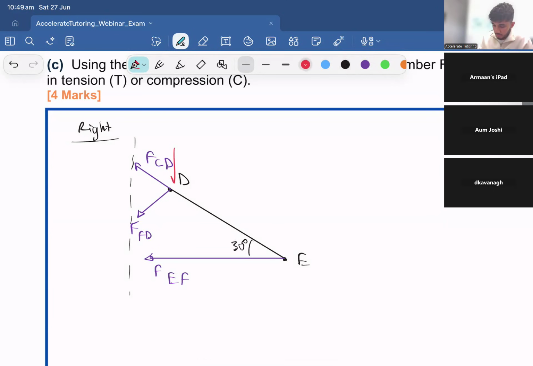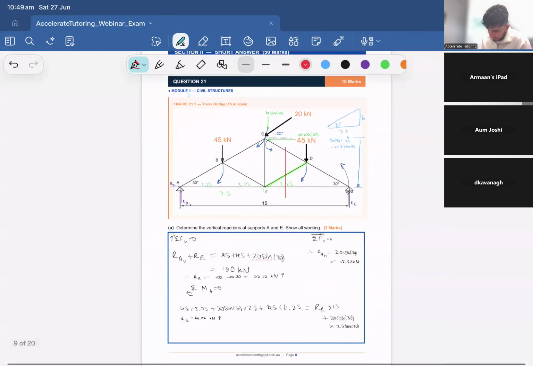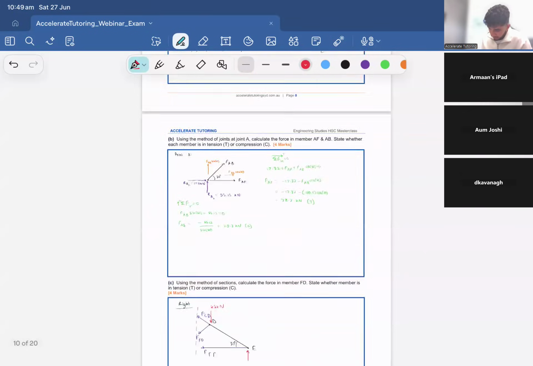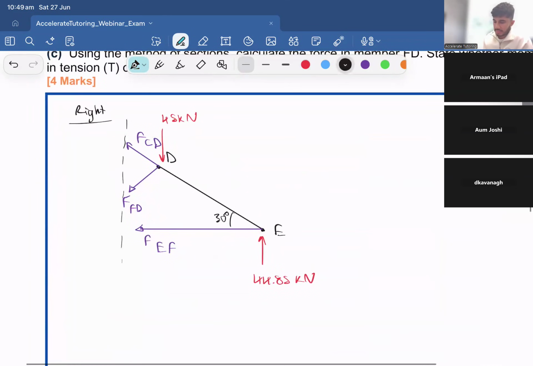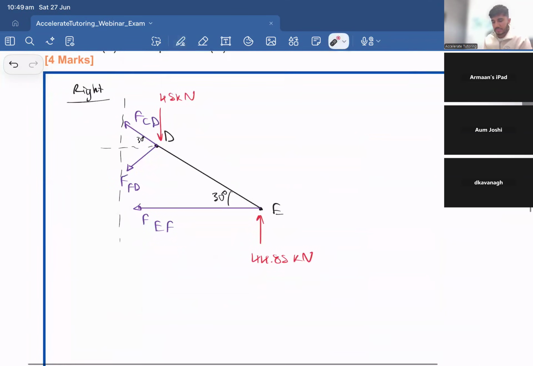We have an external load of 45 kilonewtons acting at this point. And then we have our RE support, which we calculated to be 44.85, going up that way. And that's 30 degrees. So this is going up that way. Excellent. So now what is the next step here? We want to find the force in member FD over here. So what should we do?